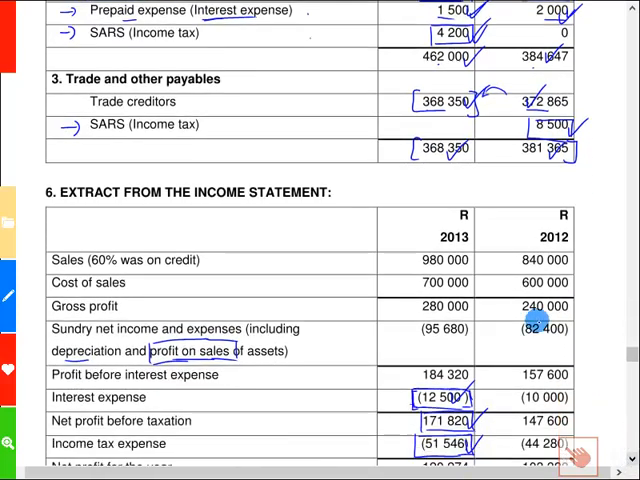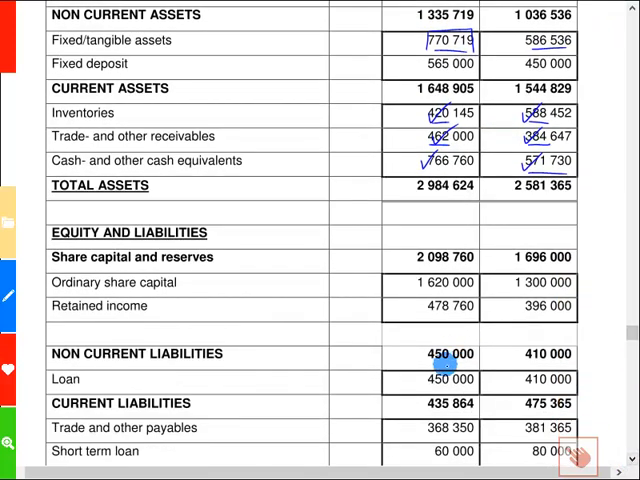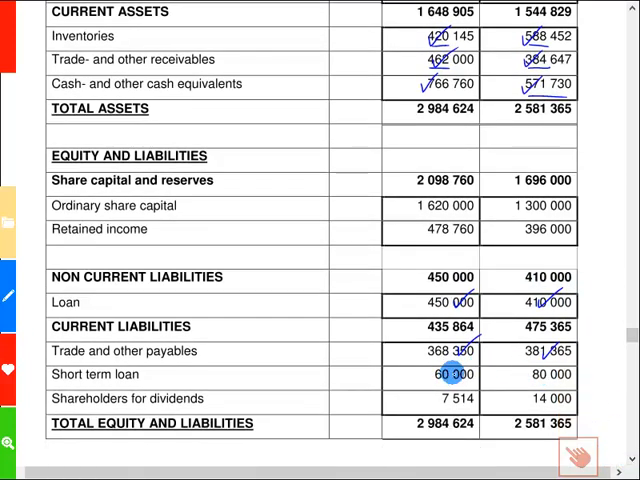Alright. And that means we've actually dealt with these two items because that was the note. And we've also dealt with these two items, trade and other payables. The loan, they've already recorded the financing activities for us, so we've recorded that. The short-term loan, they've already included the decrease there of 20,000 Rand, so no need to include that. Here's my shareholders for dividends balance, confirmation of those two amounts there, 7,514 and 14,000 that we had as the opening and closing balances.